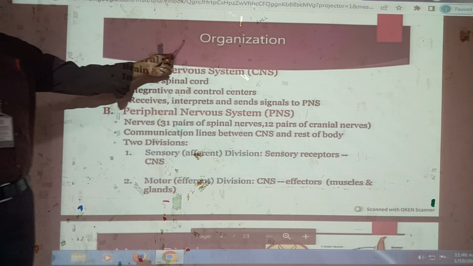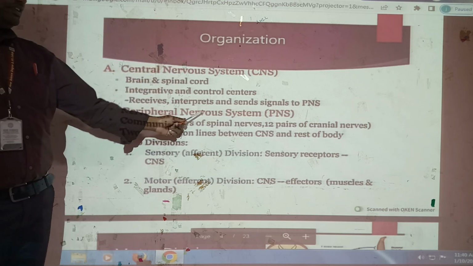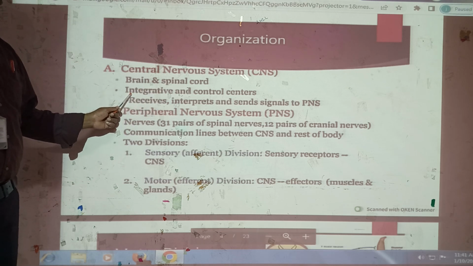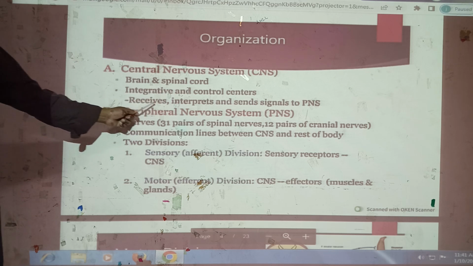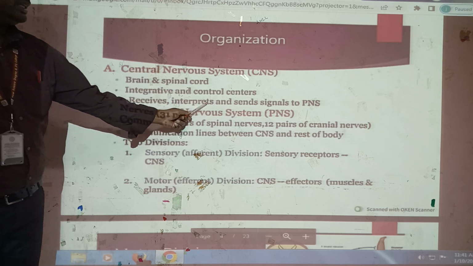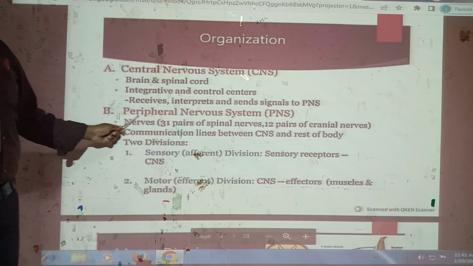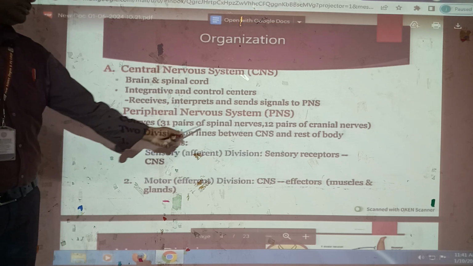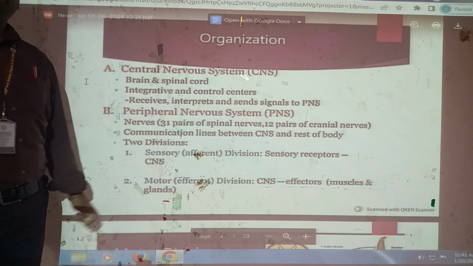Next, organization: the central nervous system and the peripheral nervous system. The central nervous system, the brain and spinal cord, is the integrative and control center that receives, interprets, and sends signals to the peripheral nervous system. The peripheral nervous system has 31 pairs of spinal nerves and 12 pairs of cranial nerves.